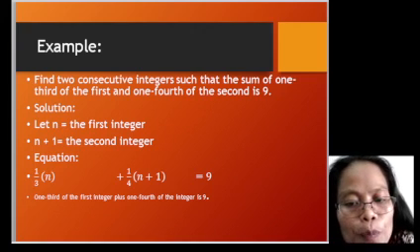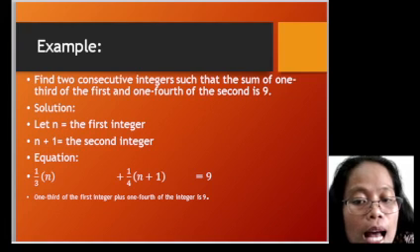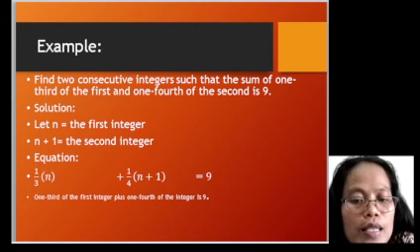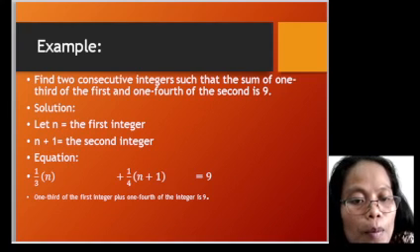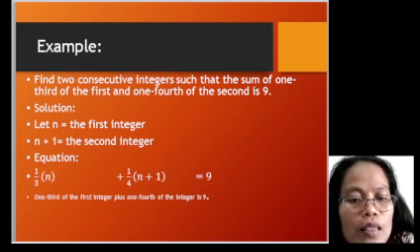So to solve, we let n be the first integer and n plus 1 is the second integer. And we need to make an equation for that problem. So we have to translate the given word problem into symbols.